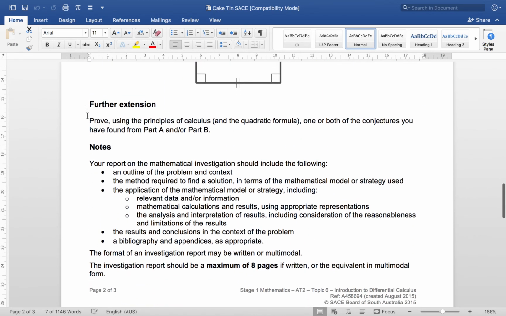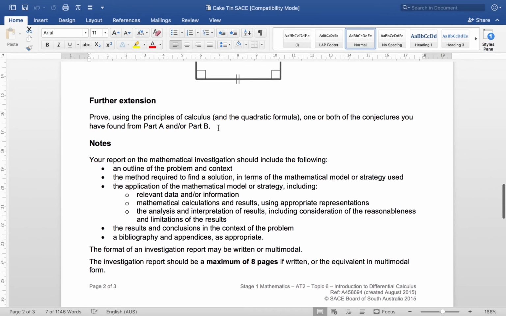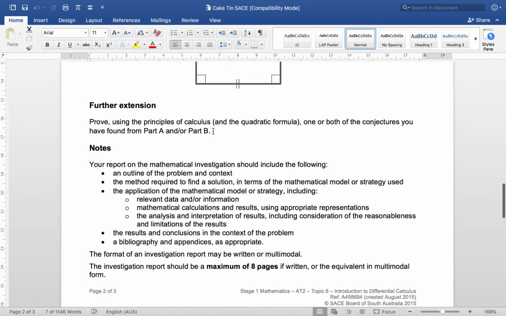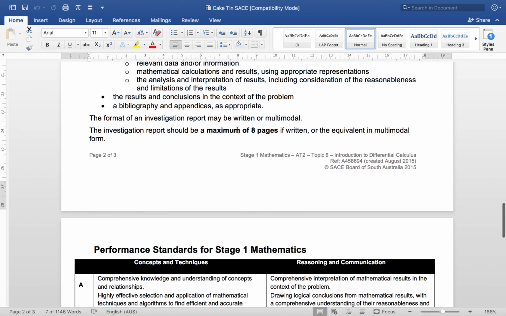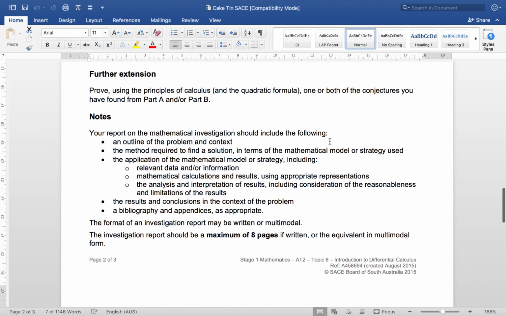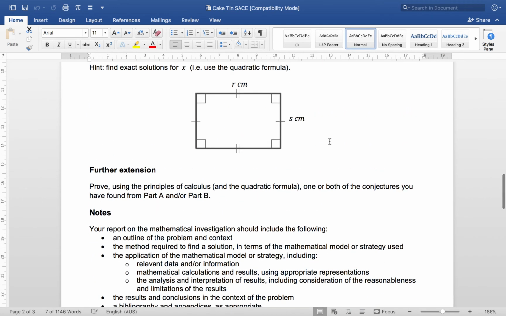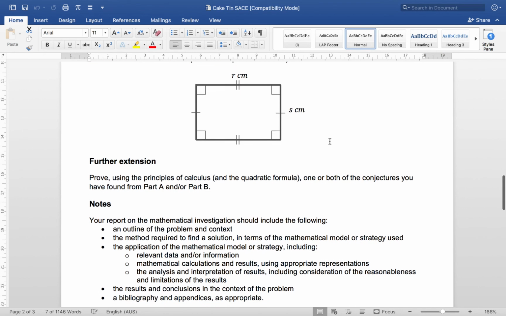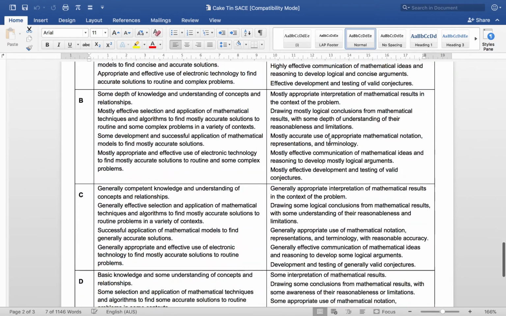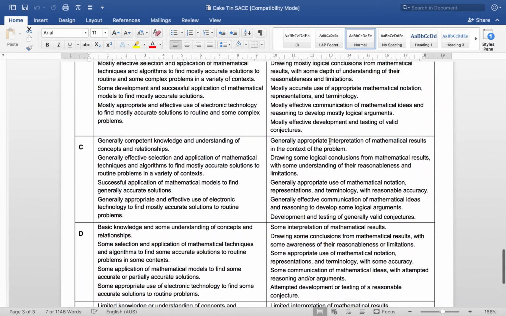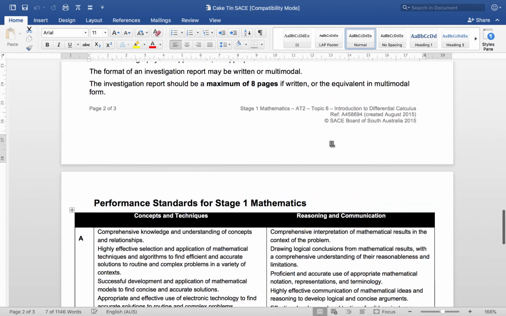And then prove, using the principles of calculus and quadratic formulas, one or both of the conjectures you found in part A or B, if you want to go through and do that further extension stuff. I will talk to you guys about that individually if you decide to go down that path. So again, maximum of 8 pages if written. I'm happy to look at drafts on paper, but I do want you guys to type this up in preparation for next year, where all your assignments will have to be electronically processed. The performance standards are on the back, so have a look through those and see what you think.